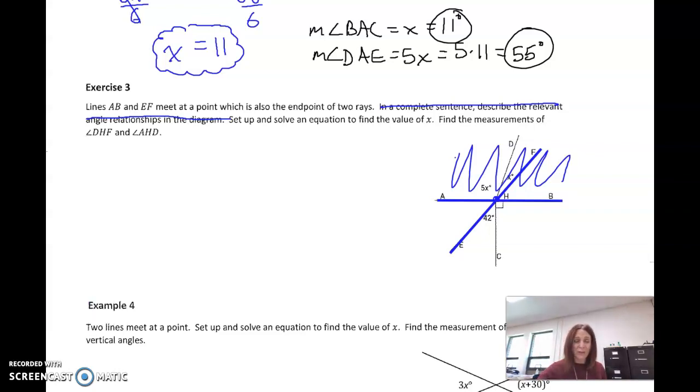Remember, after vertical, we look for corresponding. Nope. Supplementary. Okay? Add to 180. Angles on a line. So you can see that this angle, and this angle, those three make a straight line. If they make a straight line, that means it's 180 degrees. So I can say that if I add these together, 42 plus 90, this is 90 degrees, that gives me 132. And if I go 180 minus 132, I get 48. So this is 48 degrees.